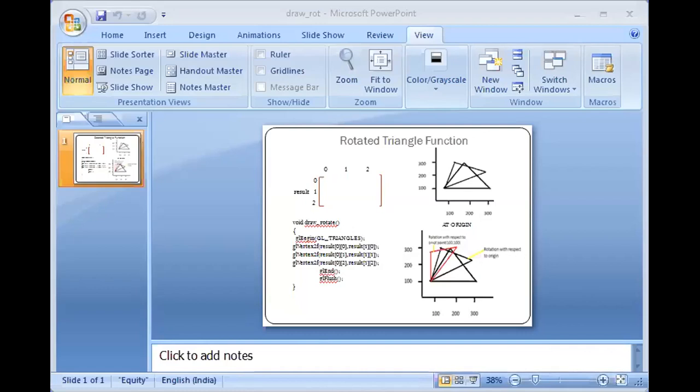Now let us come to the program flow. How is my program flow? My program flow is like this. The only input that I will be giving in the main program is theta, that is the angle of rotation.